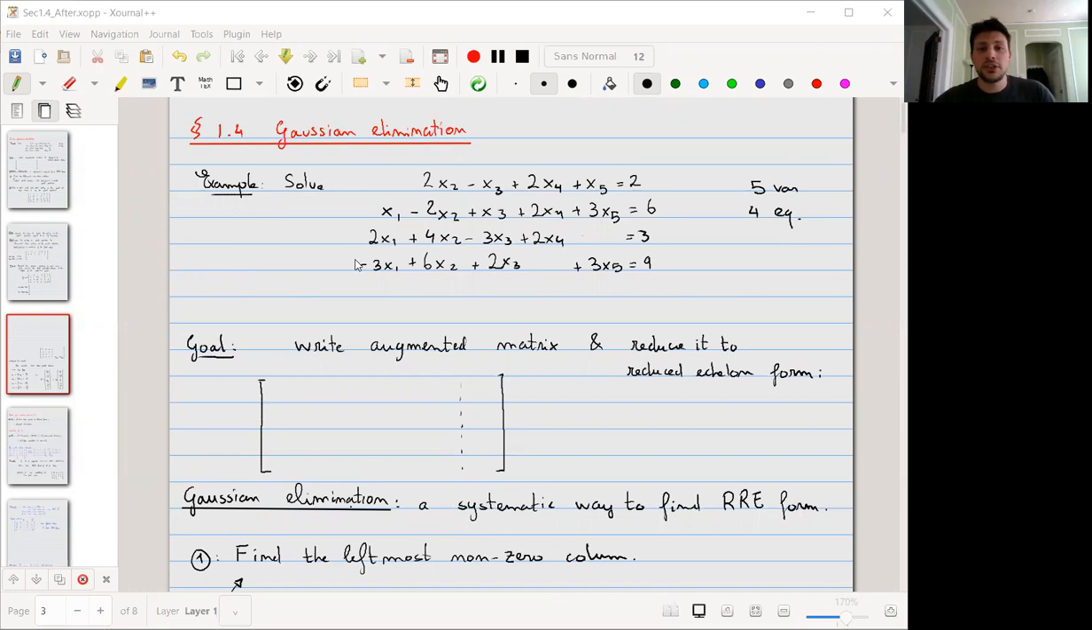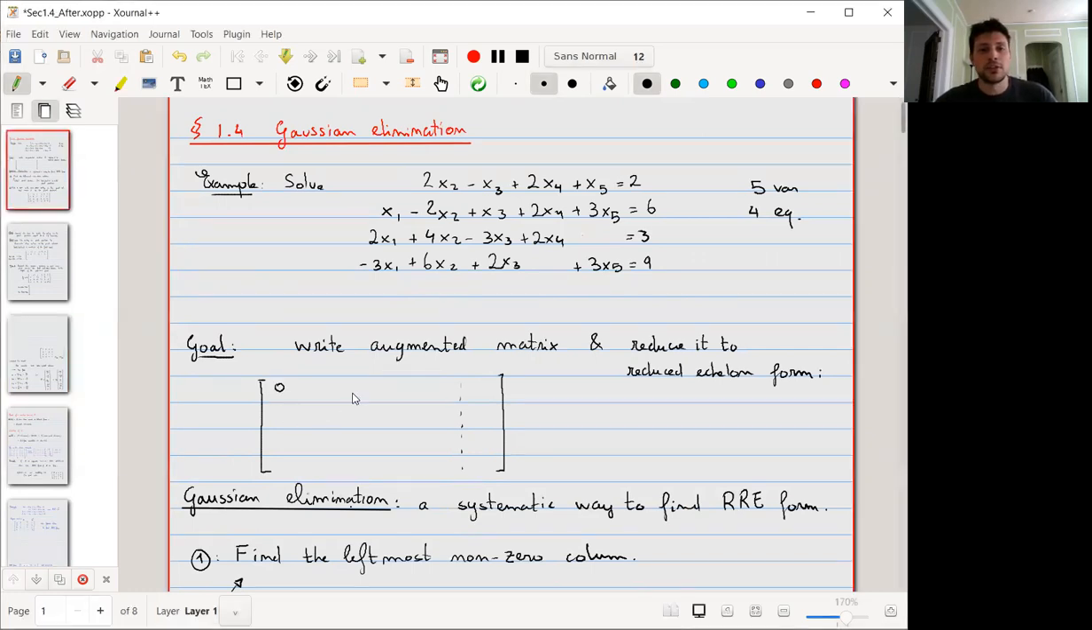Here's a linear system. There are 5 variables, x1, x2, x3, x4, and x5, and there are 4 equations. To solve this linear system, the first step that we want to take is to convert the equations into the formalism of an augmented matrix. So let's write the matrix.